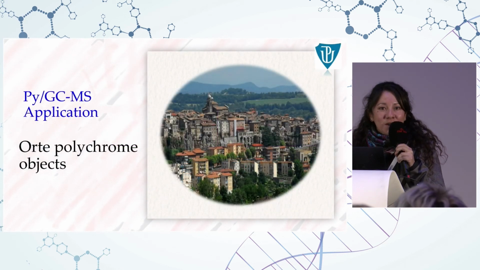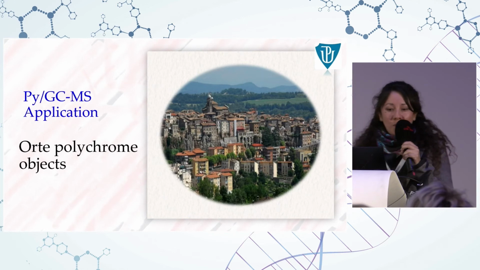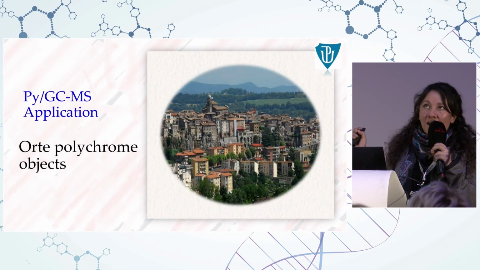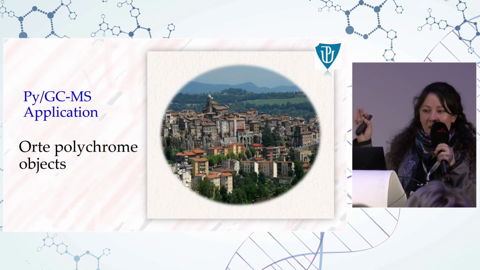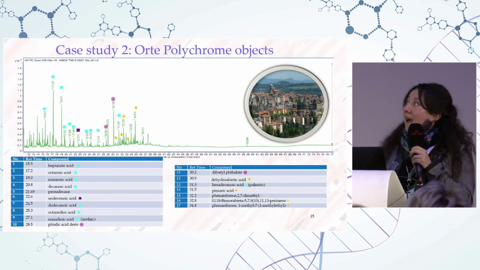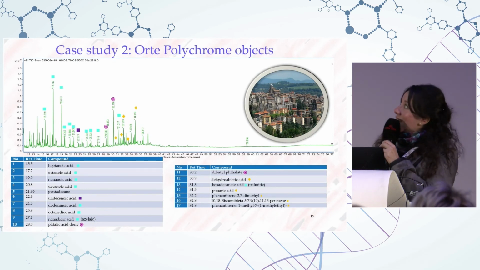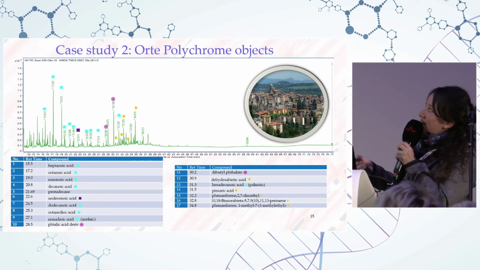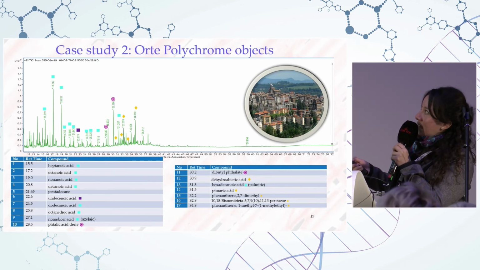Now, this is another object that comes from Orte. Orte is this beautiful medieval town near Rome, near the Via Appia. And we have some object, and we have some samples from it. And as you see, the pyrogram is much more complex. So we have these first signals that come from fatty acids. These fatty acids are not markers by themselves because they are present in so many materials.